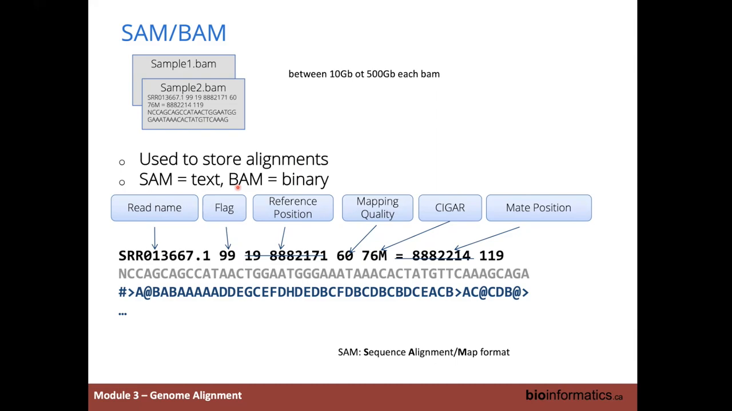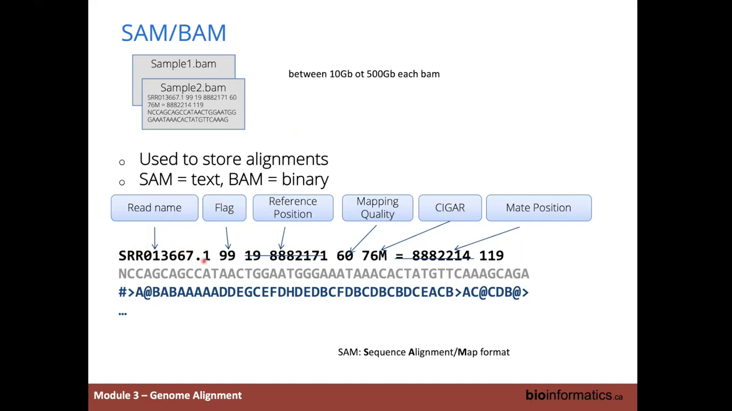Compared to the FASTQ file, a BAM file will store an alignment, so one end of the reads, in one line. In the FASTQ file, we are using four lines. Here, we use one line. So here's the format that we use in the BAM file. So how is this line created?